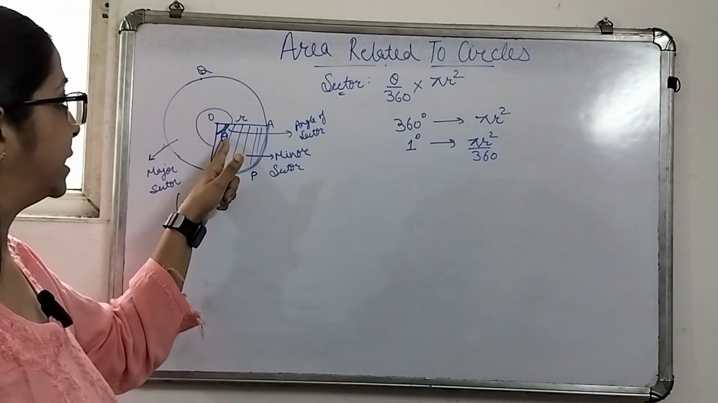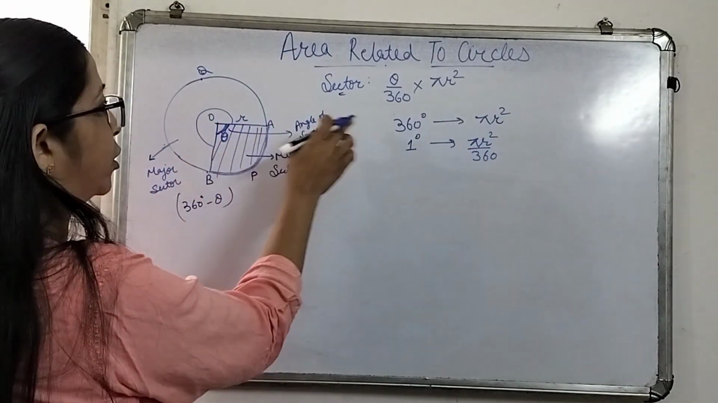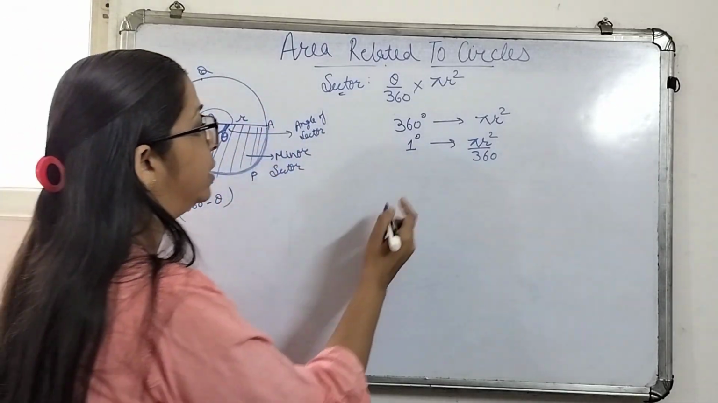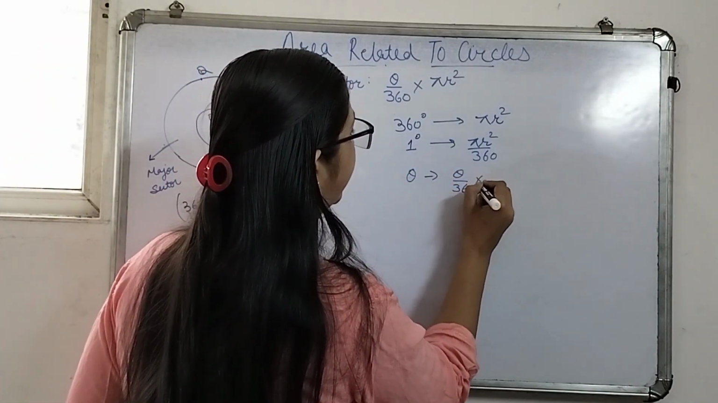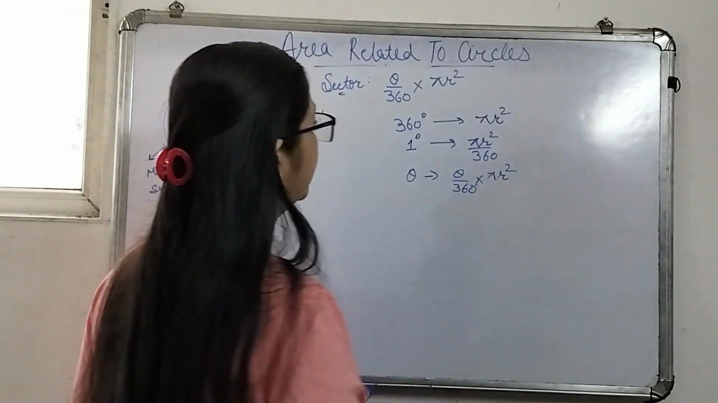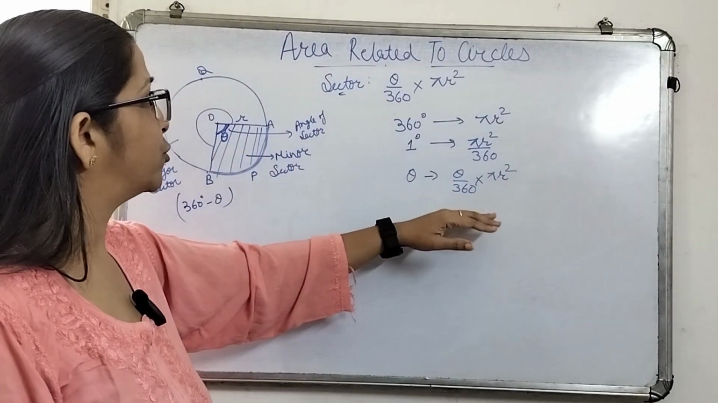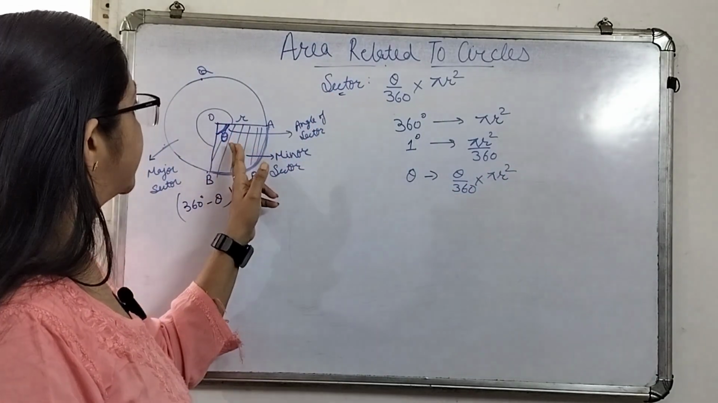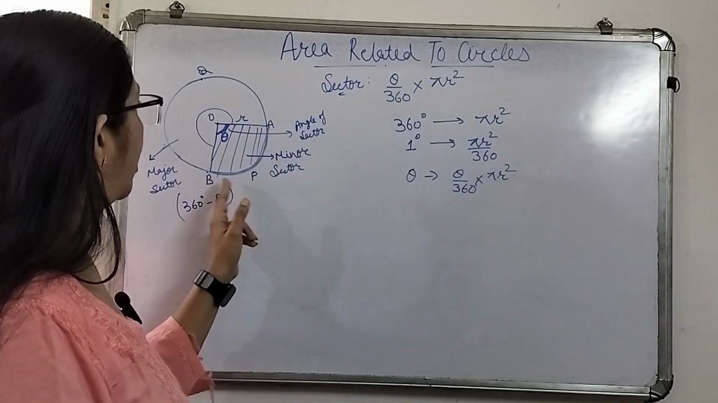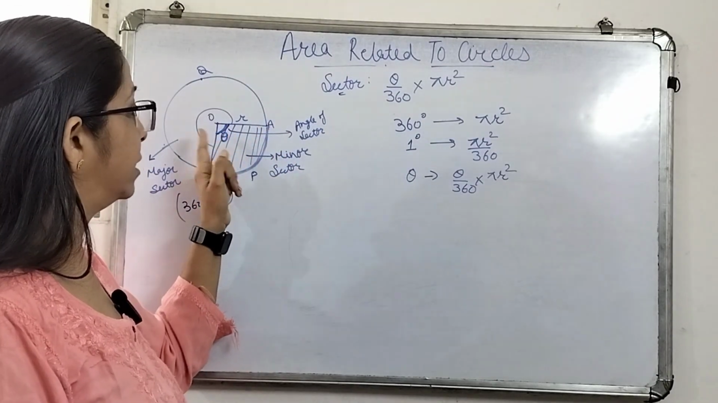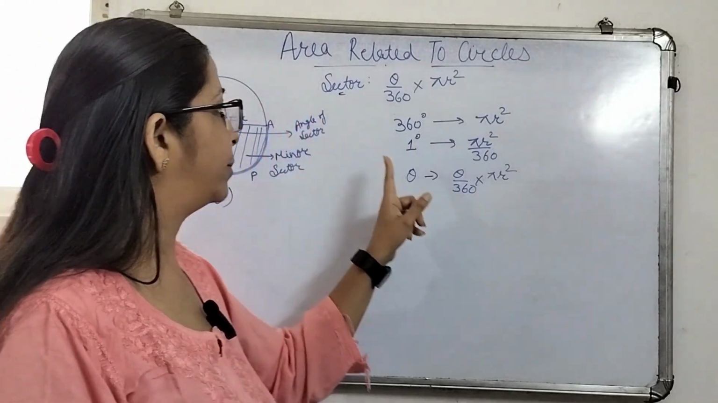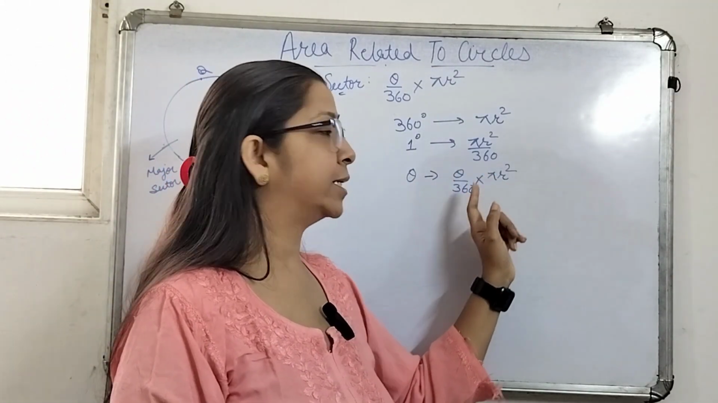And if the angle formed is theta, the area formed by the angle theta will be theta over 360 multiplied by pi r square. So this is the formula by which we can find the area of the sector if the angle formed by it is theta.